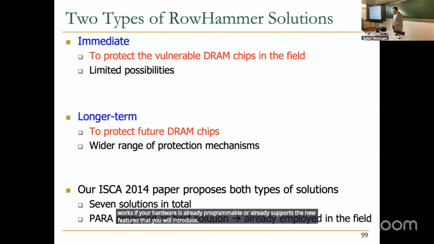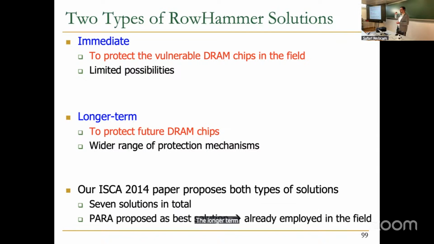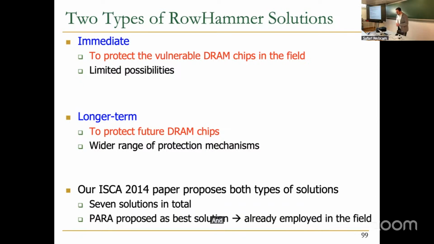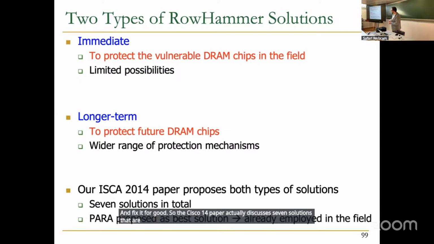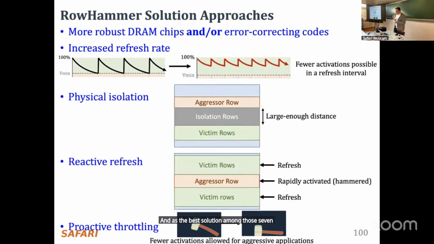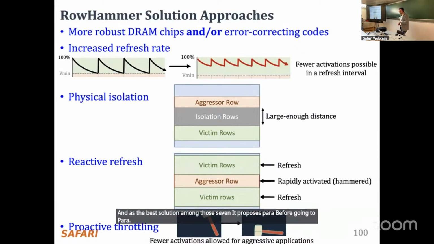The longer term is actually to look at the architecture, look at the memory controller design, look at the DRAM chip design, and fix it for good. So this 2014 paper actually discusses 7 solutions that are from both immediate and longer terms. And as the best solution among those 7, it proposes PARA. Before going to PARA, I'll talk about the high-level approaches of these RowHammer solutions.